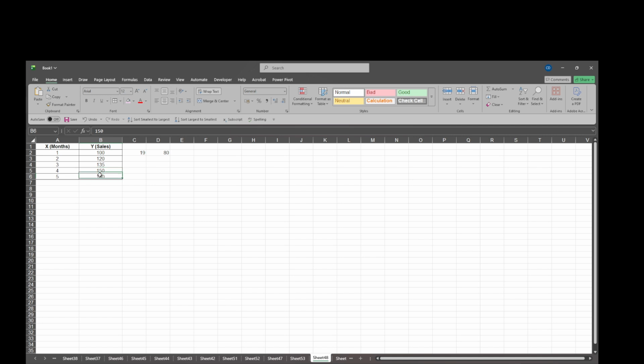Now let's look at a basic example of using LINEST to find the slope and intercept of the regression line. Enter the formula equals LINEST, then select the Y values first, followed by the X values in the second argument. In this example, the formula is =LINEST(B2:B6, A2:A6). If you're using Excel 365, the formula will spill automatically into two cells and return two values. These values represent the slope and the intercept.